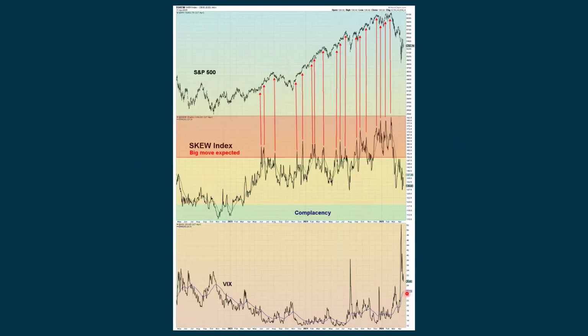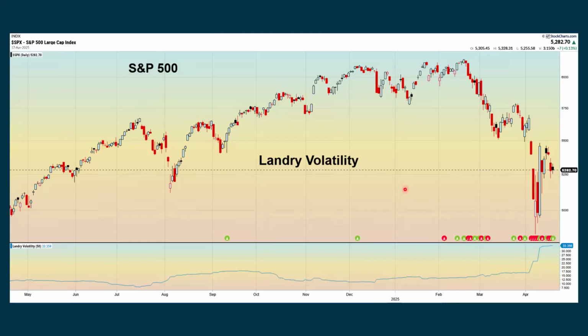Then a variation of the VIX is called the SKEW Index, which is calculated in a different way using different types of options. And we only pay attention to this chart when we're up in the red area. Well, we finally dropped down. We spent a lot of the early part of 2025 up in the red area as the market was expecting some kind of a big move. Well, since that time, we've been under pressure and the SKEW index has fallen down, so we're not getting any real insight from this chart right now.